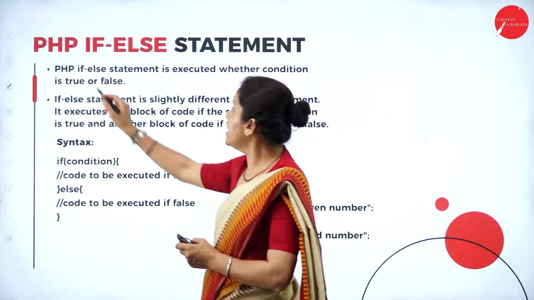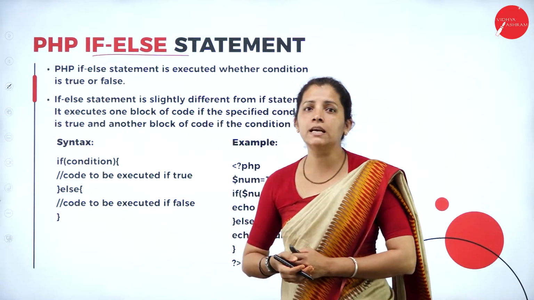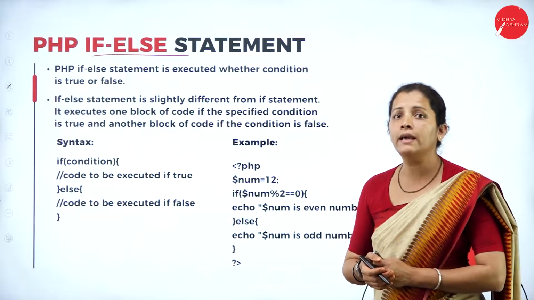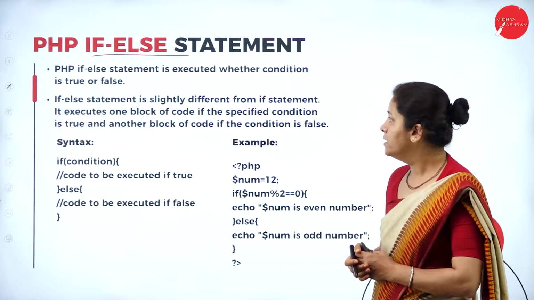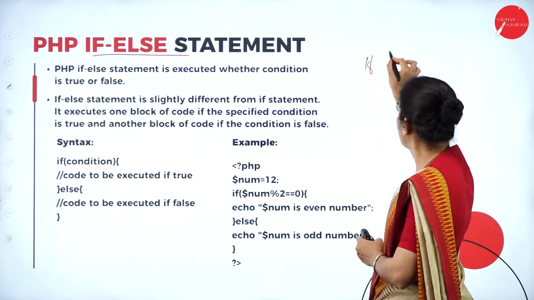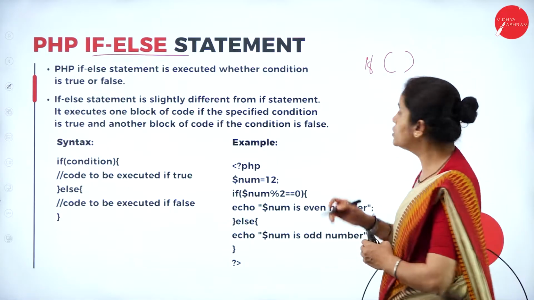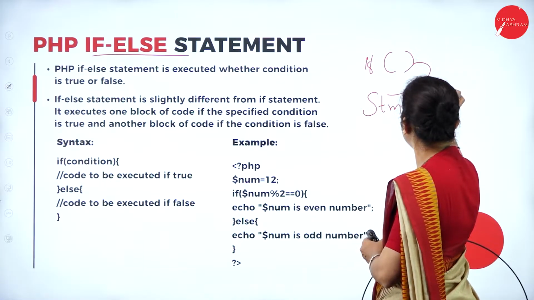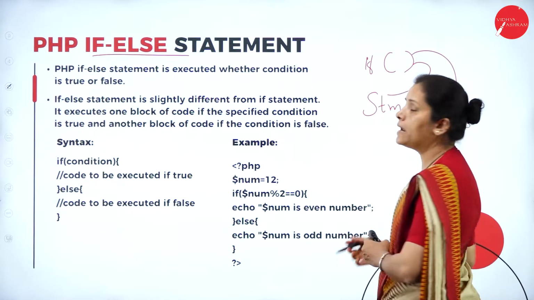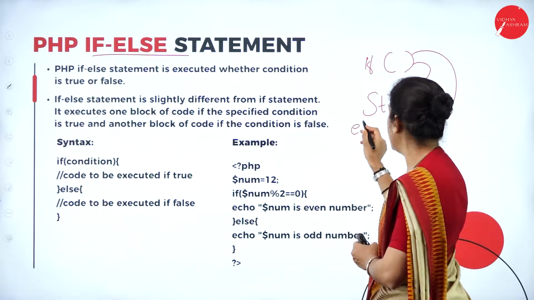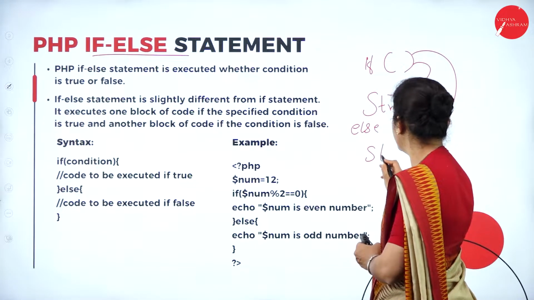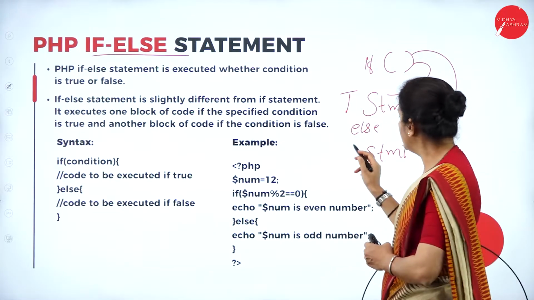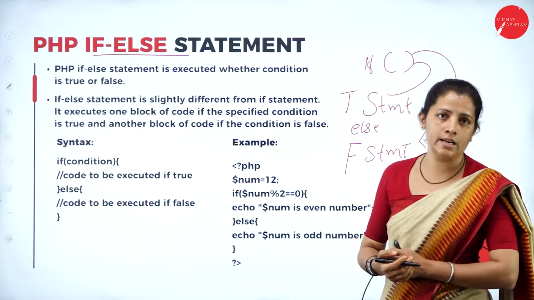Now, I have the if-else statement. As the name itself indicates, I'm going to have two possibilities, so it is called two-way branching. I'm going to have the condition. If this condition is true, I have a set of statements. Suppose this condition is false, where do I write? In my else part, I'm writing the false statement. To indicate the true statement, I'll write T, and here it is the false statement, so I'll write F.